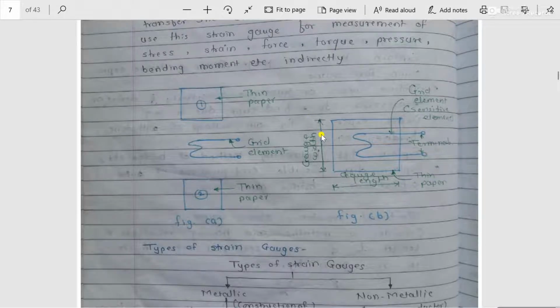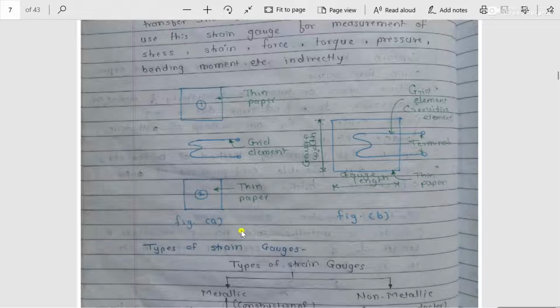So whatever the resistance is going to change, that resistance value will get changed for this particular element, which is called a sensitive element. This portion indicates the sensitive element, which is also called a grid element. Here it is available in the form of wire, which is an electrical conducting material, and whatever the resistance will get changed, that resistance will get changed for this particular sensitive element.